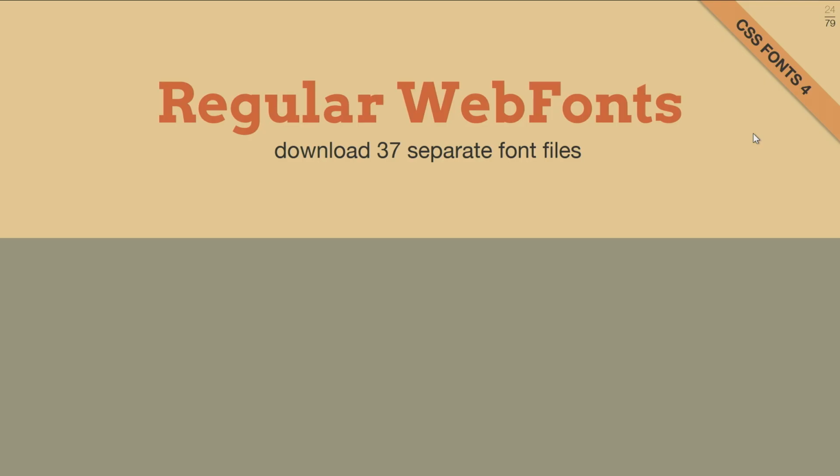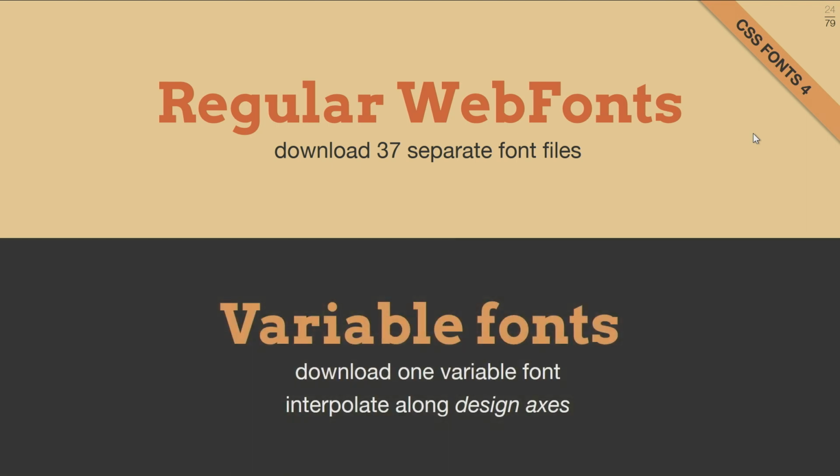So the idea with a variable font, and this is new in Fonts 4, is you download one font which contains the instructions to interpolate between an ultra thin and an ultra bold. And then you can ask for anywhere in between, and it'll give it to you. So it's not that you get 37 variations, you get thousands of variations. And you interpolate along what's called design axes, and I'll explain what these are.